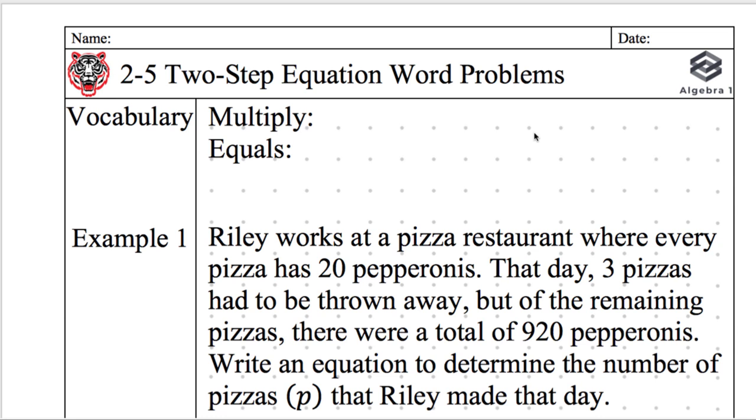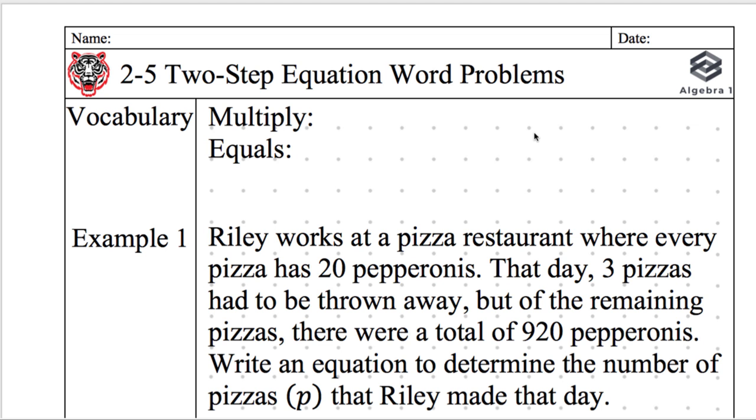This is Algebra 1. We are on lesson 2-5 today. So we are talking about those two-step equations that we talked about in 2-4, but now turned into word problems. All right, so we already know a lot of vocabulary from Unit 1 about adding and subtracting. I just want to do a little bit of review on multiplication because that's going to be the really key part of today. And also we have an equals.